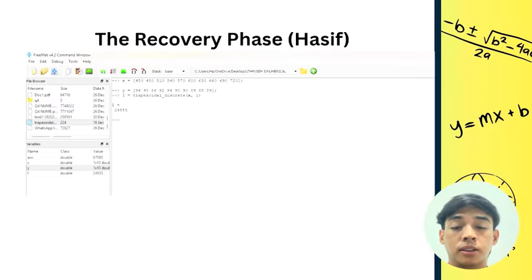This slide presents the software validation for the recovery phase of subject Hasif. The recovery heart rate data was entered into FreeMat and integrated using the trapezoidal rule. The computed recovery workload is 24,555 BPM per second, which matches the manual calculations. This confirms the accuracy of the numerical integration method.